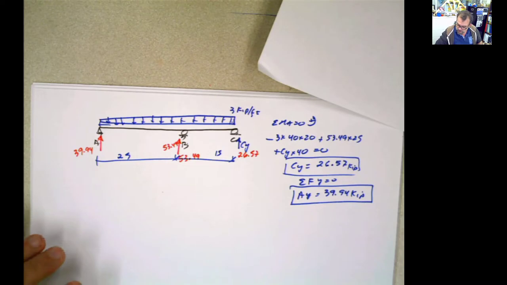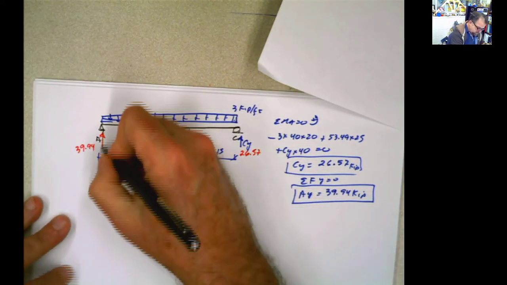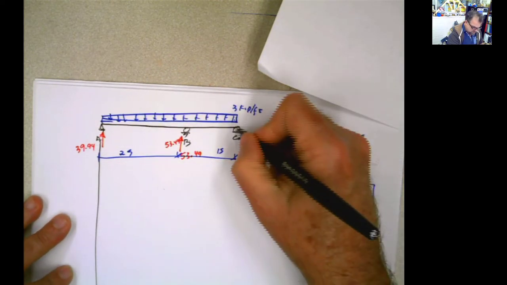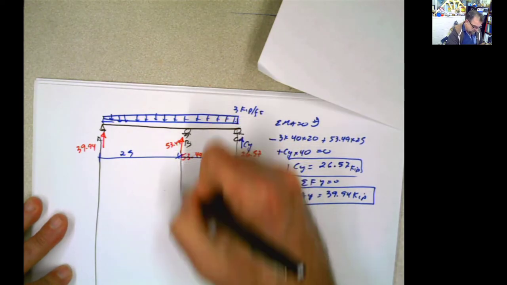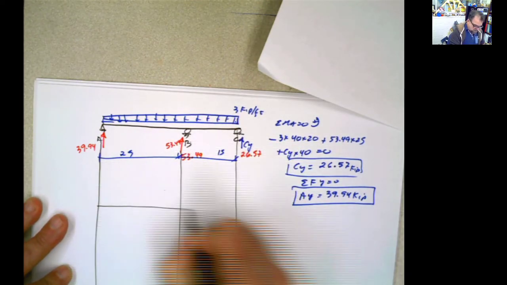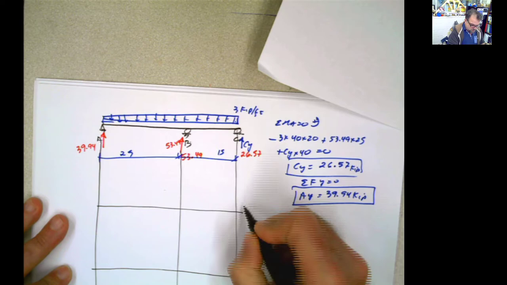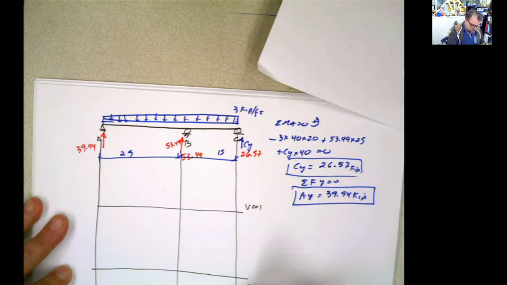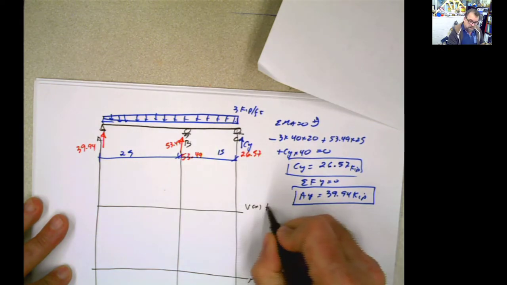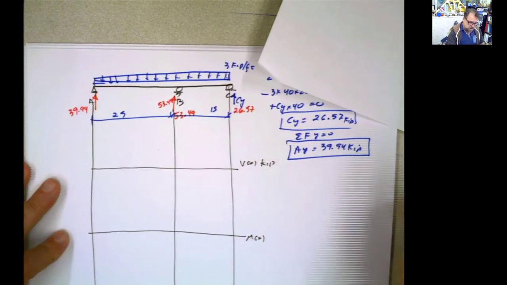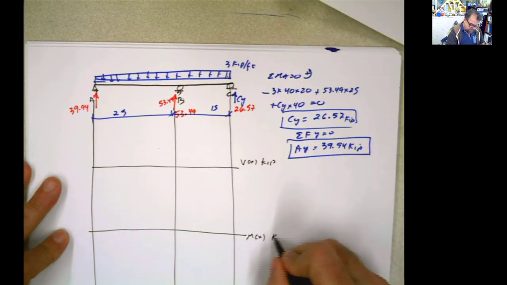And now is the moment that we have to build our diagrams. How do we build our diagrams? Pretty easy. 1, 2, 3. Shear is going to be here, moment is going to be here, this is going to be kip, and this is going to be kip per foot.